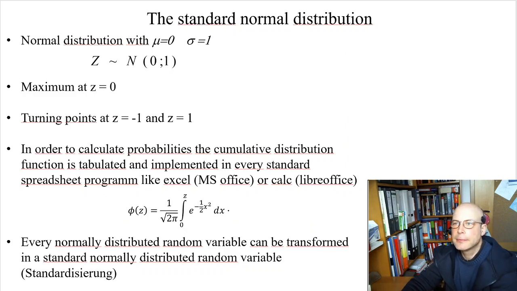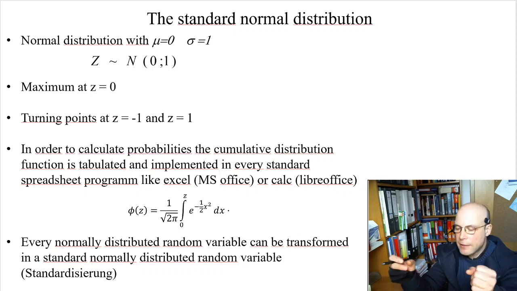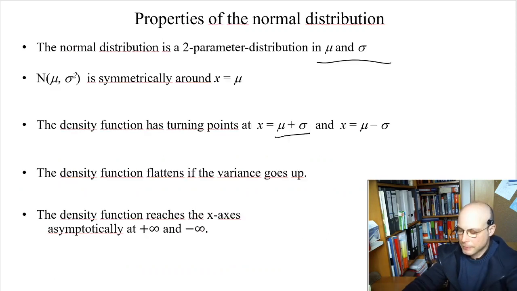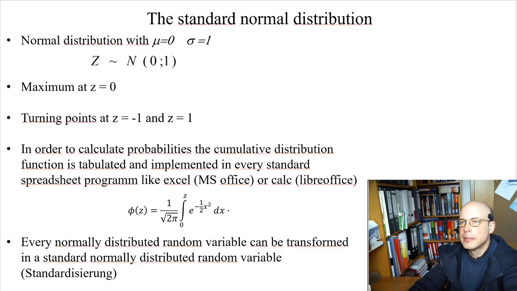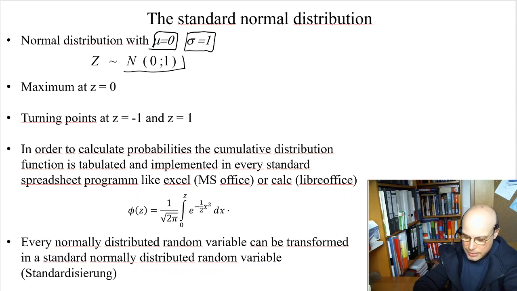And then we have the general normal distribution, where we have some general expected value and some general variance. And then we define the so-called standard normal distribution, where we take the expected value to be 0 and the variance to be 1, and this is written as N of 0, 1. Of course, then the turning points are at -1 and +1.